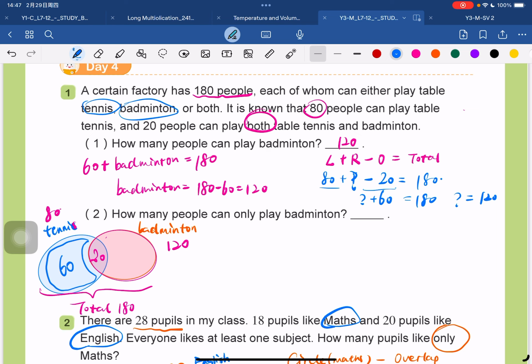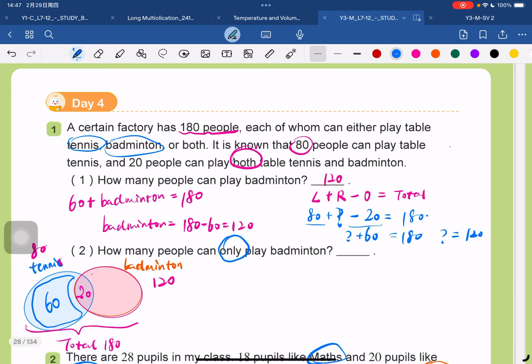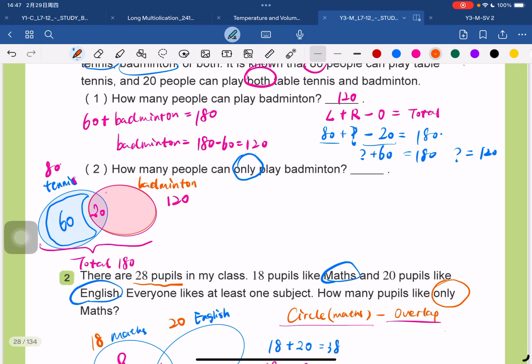And as long as you know question 1, question 2 is easy as well, because we want to find how many people can only play badminton. So we need to know what part we are looking for. For the word "only," the part only belongs to one group. That will be the moon shape. So to find it, we use 120 take away 20 equals 100. That's it. So this is what we have for question 2.